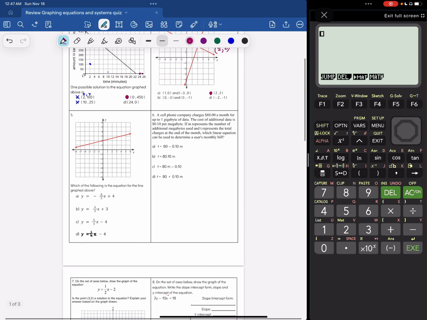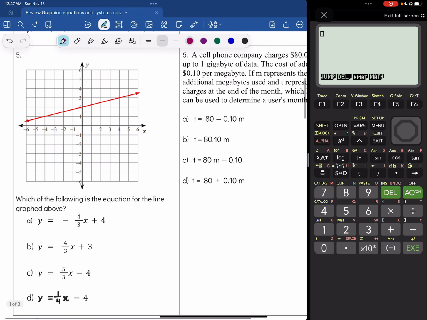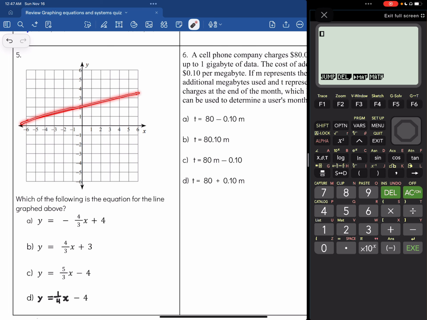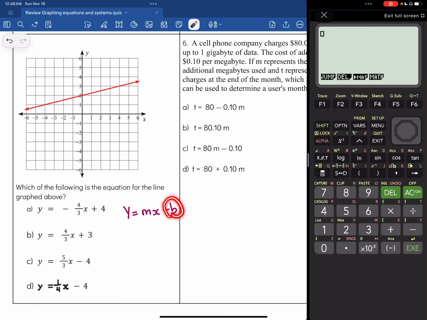All right, cool. Question 5. Which of the following is the equation for the line graphed above? So we are given a line that is graphed and we're asked to determine the equation. So we're sort of working a little bit backwards here. When we're trying to determine the equation of a line, we can use the slope-intercept form, which is y equals mx plus b. So we know that we're going to need to find out what is our y-intercept and what is our slope. B is our y-intercept, M is our slope.